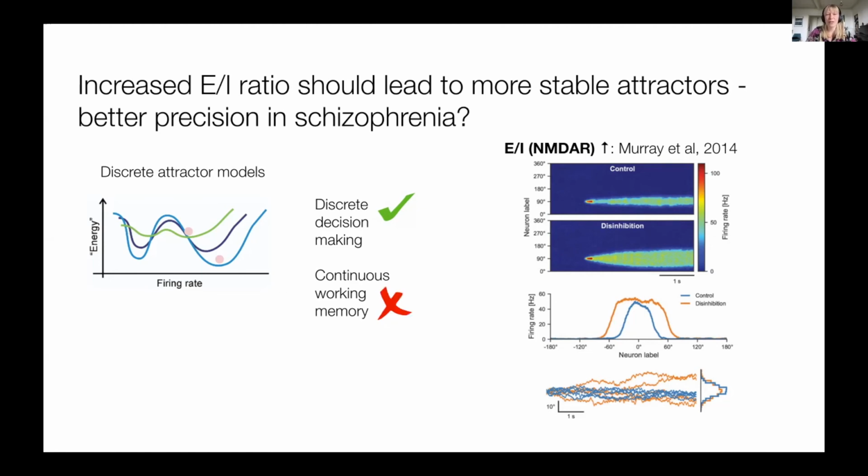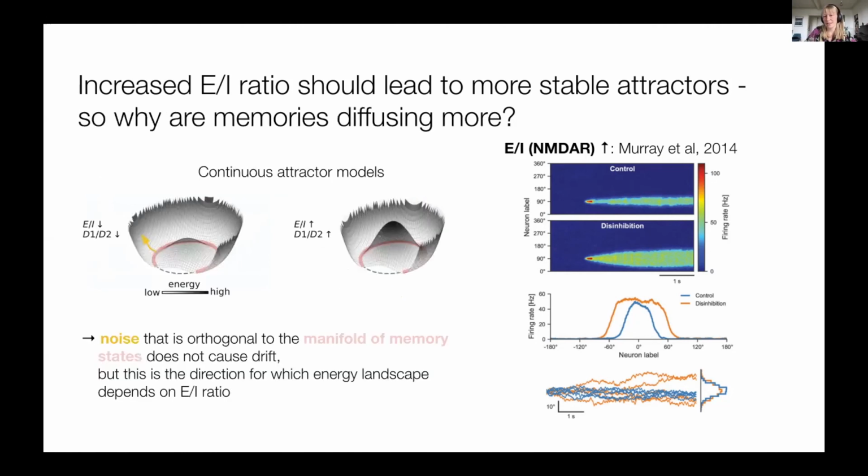To understand this question, we have a class of models which is more suited to this task. In retrospect, this might look obvious, but to model tasks with continuous stimulus spaces, we have to use continuous attractor models as a framework. And here, the effect of increases or decreases in EI ratio is actually strongest on the walls that are orthogonal to the manifold on which memories lie.